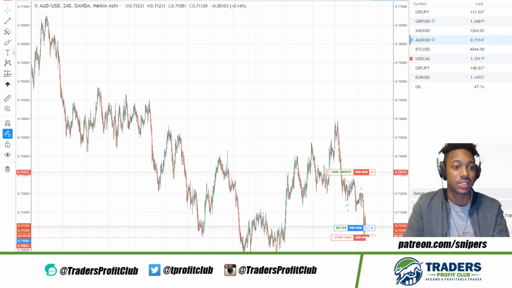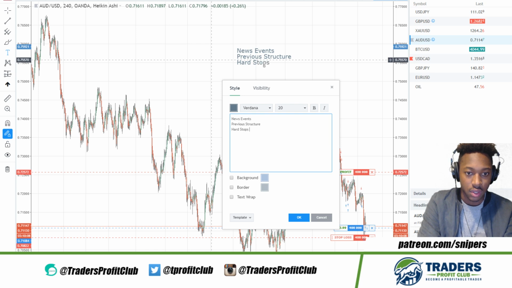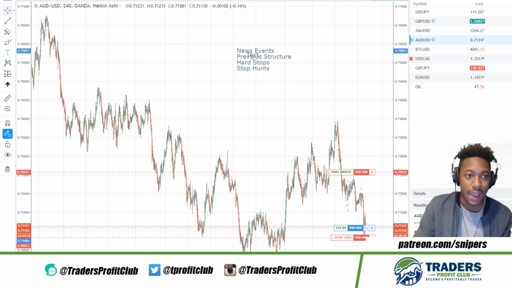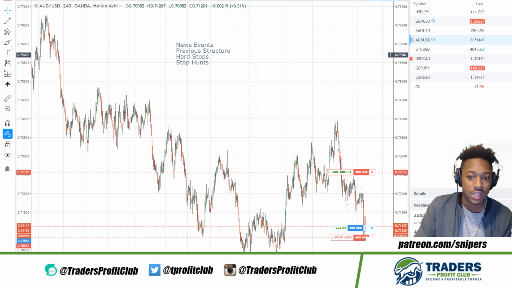This is how they do it, you guys. This is how they will induce you into having areas of price being formulated. They'll use news events, previous structure. They'll use hard stops, and then they'll use stop hunts. Okay? These are literally the four areas of how price will be manipulated, and then after they use this area, they will then reverse price. So I'll go over these, you guys, and show you exactly what I mean.